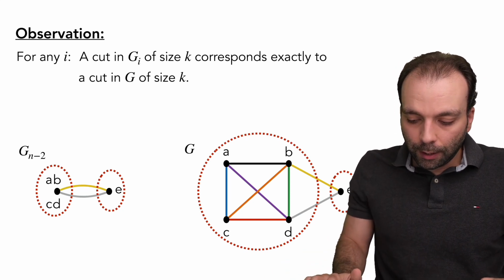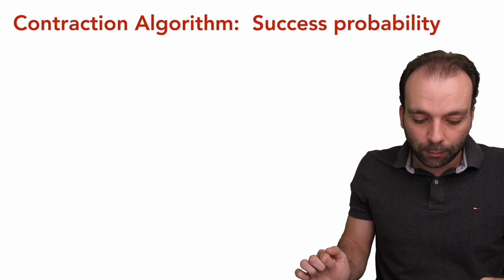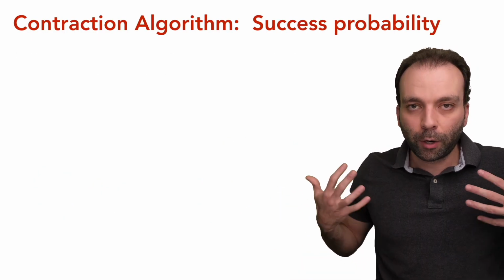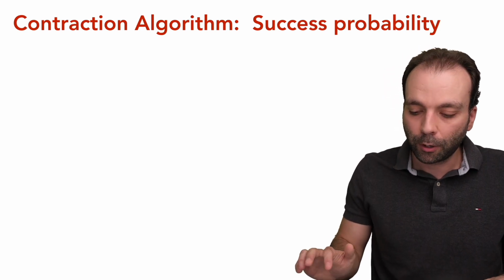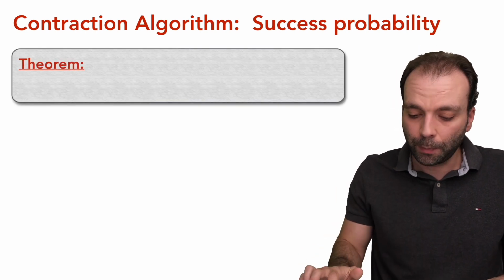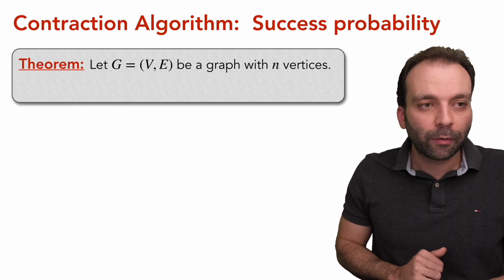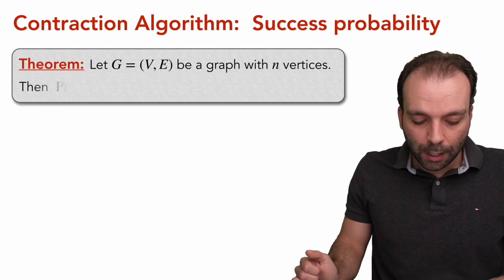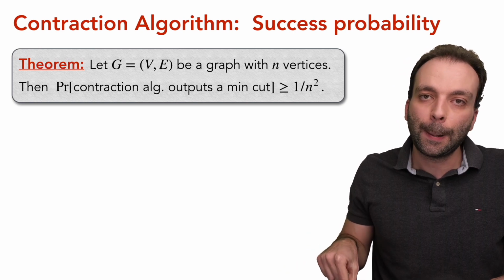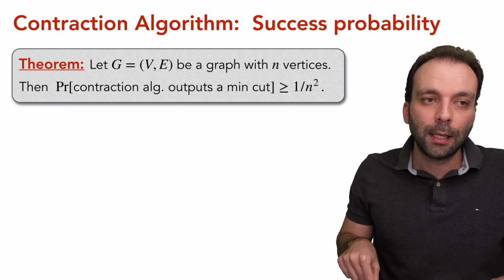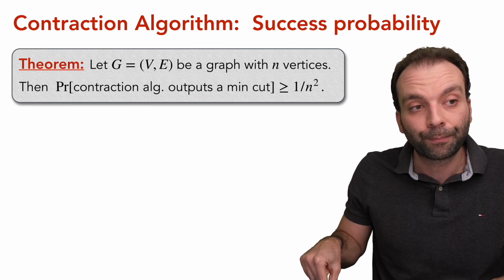And now it's time for me to tell you what performance this algorithm has. What is the success probability? Okay, so here's the theorem. The theorem is that, let G be a graph with n vertices, then the probability that the contraction algorithm outputs a minimum cut is at least 1 over n squared.